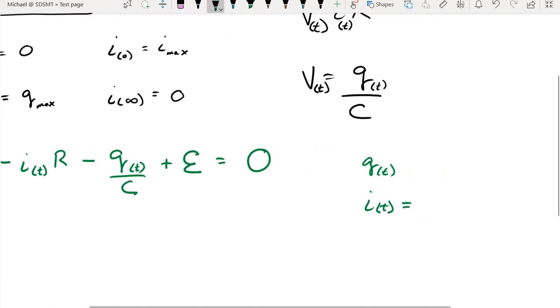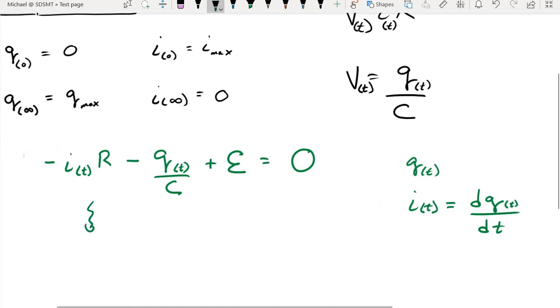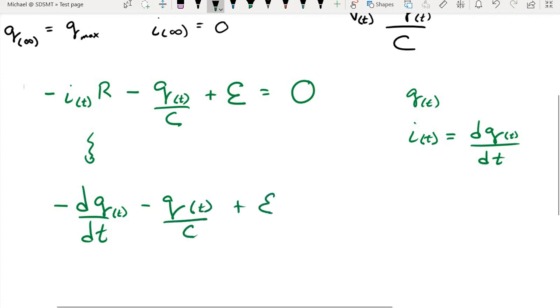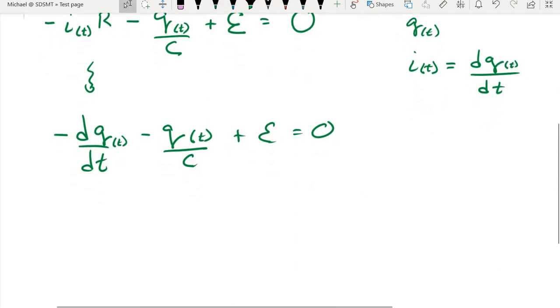Except that current, by definition, is supposed to be the change in charge with respect to time. So what if we were to replace that current term with dq dt? Well, now we get something that looks like this. And I'm going to factor a -1 out of everything, just because I don't like having so many negatives.